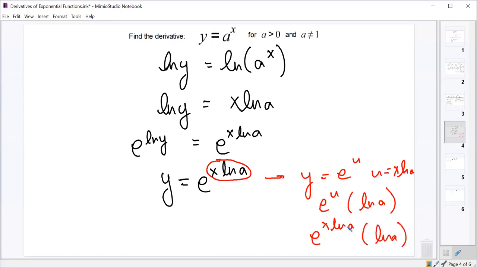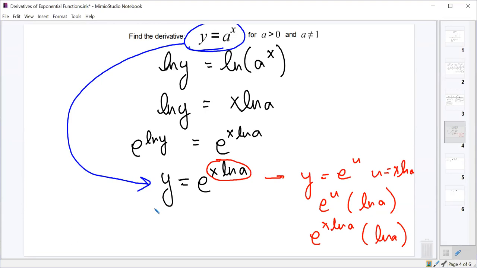What's e to the x times natural log of a? What is e to the x natural log of a equal to? A to the x, the same as a to the x, right? So we could say that this becomes a to the x times the natural log of a.